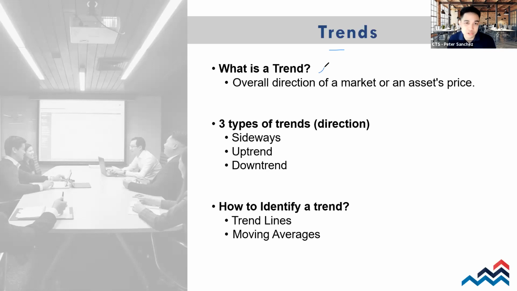So first, what is a trend? It's basically an overall direction of an asset's price, or basically in our case, a stock's price. There are three types of trends, no? Or yung trend direction. This is the sideways, the uptrend, and the downtrend. So how do we identify a trend? We use trend lines and moving averages. Okay.